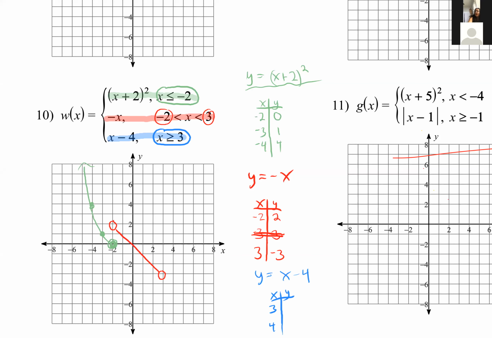So we plug in 3, and we'll get -1. We plug in 4, we'll get 0. So (3, -1). Do I fill in this circle? Yes, because it says x is equal to 3 right there. So I fill this in. And my other point is (4, 0). Knowing that this is going to make a line, my final graph is going to look like this.